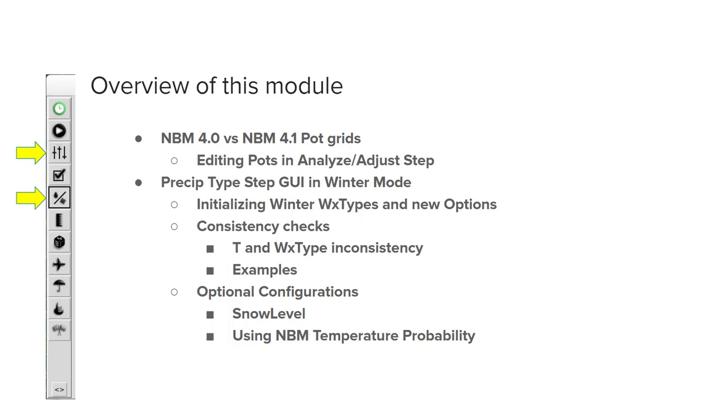We'll spend time talking about consistency checks, specifically how to handle temperature and weather type inconsistencies, and some examples of those. Finally, we'll touch on some optional configurations along the way for sites that use snow level grids and the NBM temperature probability data. Let's get started.